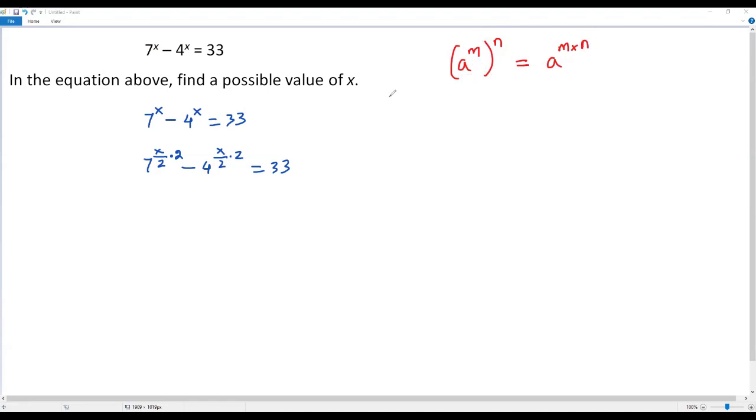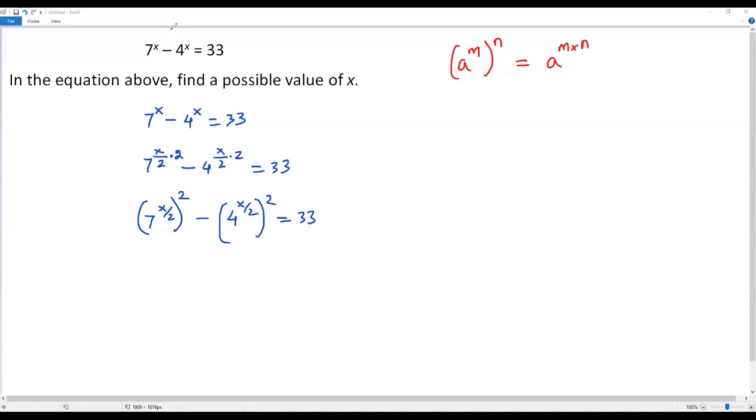Now we can do the same thing in our problem. Here two values are multiplied at the exponent. So what we can do is take the first value x over 2 as the exponent for this base 7. Then I get 7 to the power of x over 2. And the second value 2 can be taken as the exponent for this complete expression. Let me do the same thing for this one. Then I get 7 to the power of x over 2, all to the power of 2, minus 4 to the power of x over 2, all to the power of 2, equals 33.